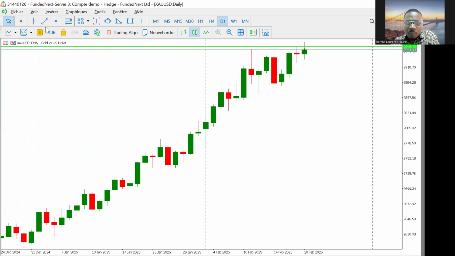So the M and W patterns are common reversal patterns in technical analysis. I base my analysis on the technical. I'm purely technical, but this does not prevent me from checking Forex Factory to see what is going on today before taking a trade. The M and W patterns help traders identify potential trend reversals.